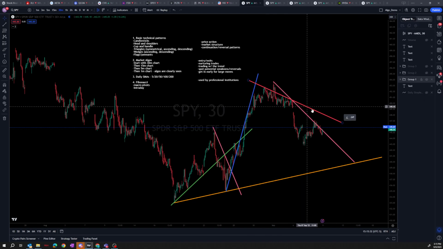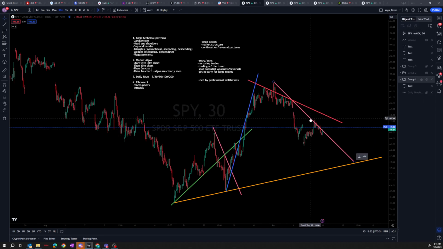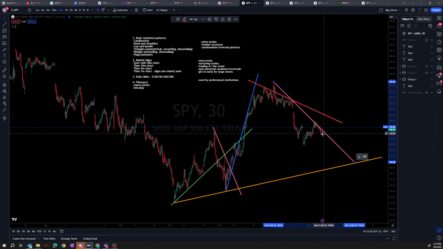So I'm going to just unhide this here. We see a couple of different algos. And this one, this pink one, I actually put this one in yesterday, and look at how perfectly this worked out right here. I didn't even see these points from today.